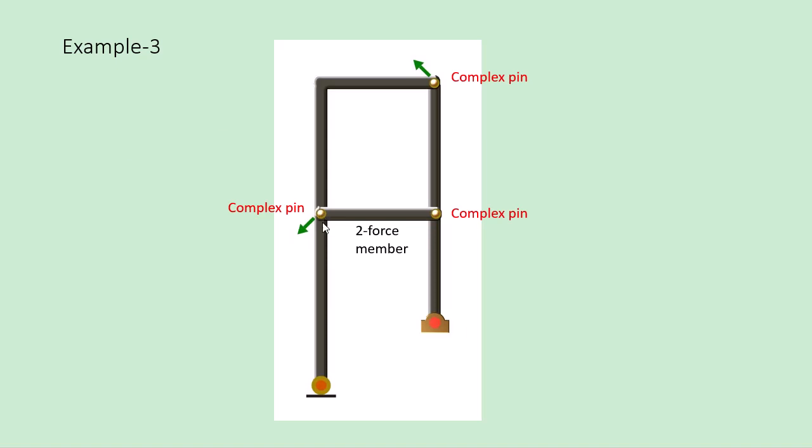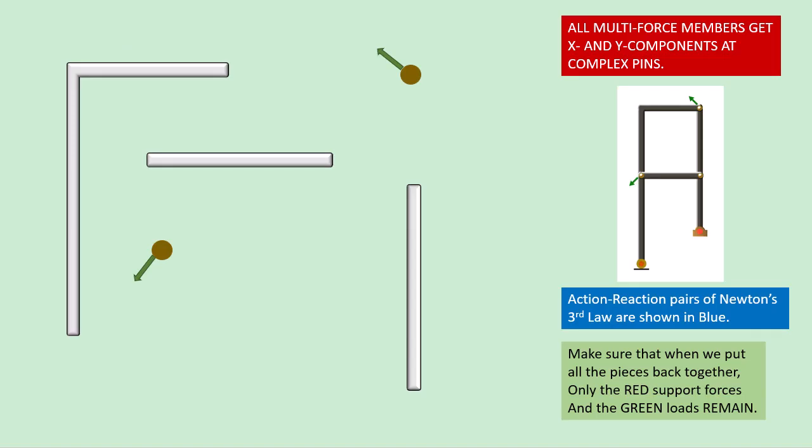Three complex pins, two members and a force. So we have identified and separated two complex pins, the pin here and the pin here. The pins have these green loads on them. This is the force from the roller.